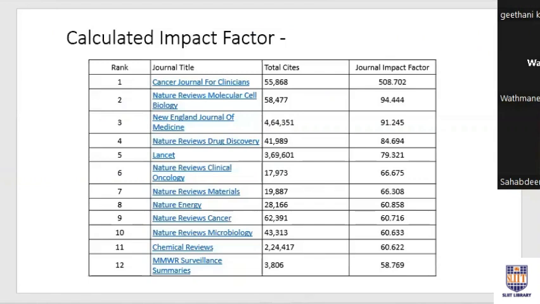So this is the top part of that journal list with the calculated impact factor. Here you can see in 2020 and 21, the first place had gone to the Cancer Journal for Clinicians.